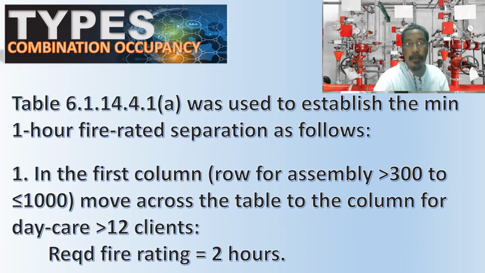Table 6.1.14.4.1 A was used to establish the minimum 1 hour aerated separation as follows. This is the procedure. Number 1, the first column, row for assembly. Okay, this column row for assembly, that is what? More than 300 to less than 1,000. Move across the table to the column for daycare.